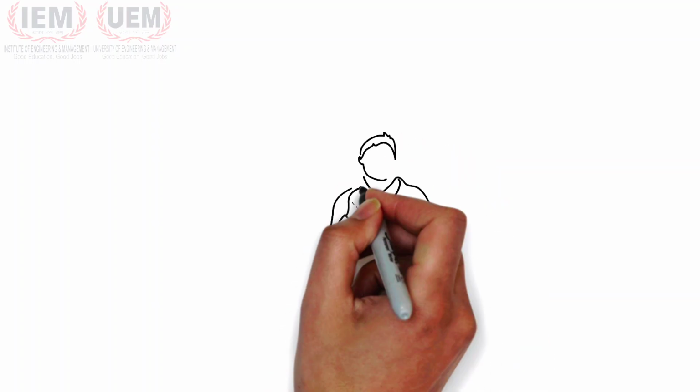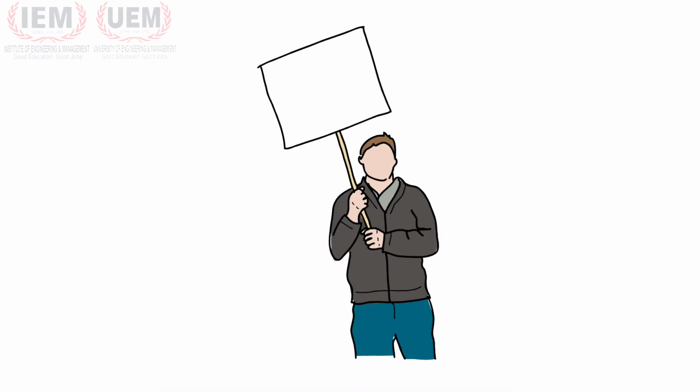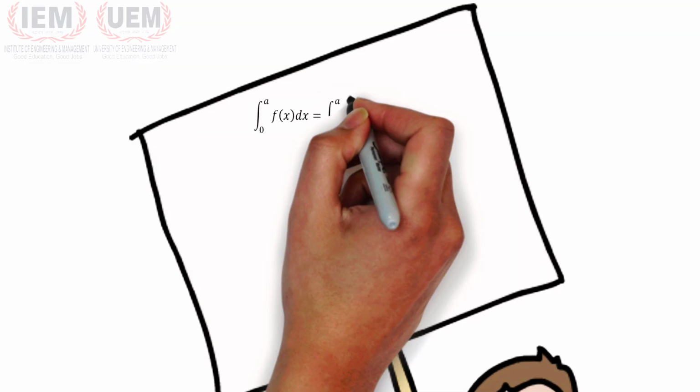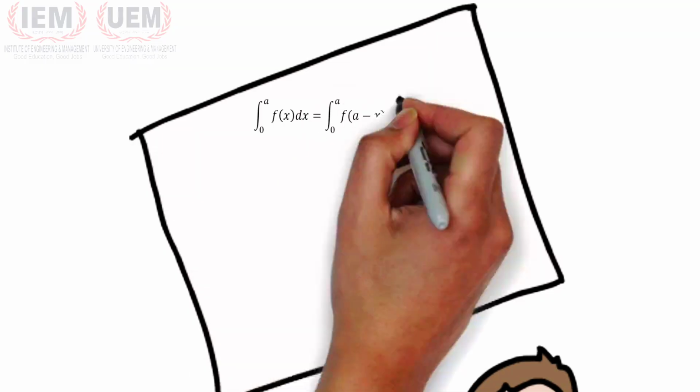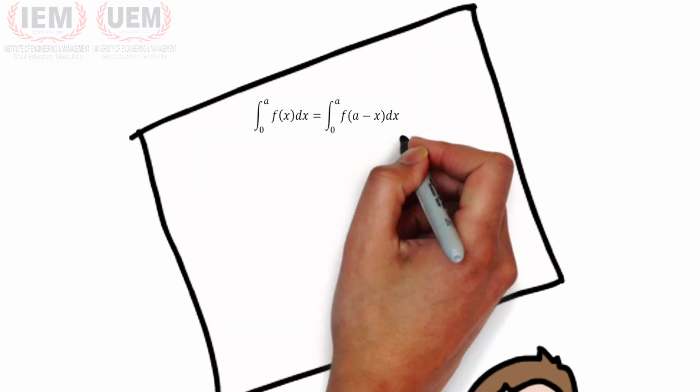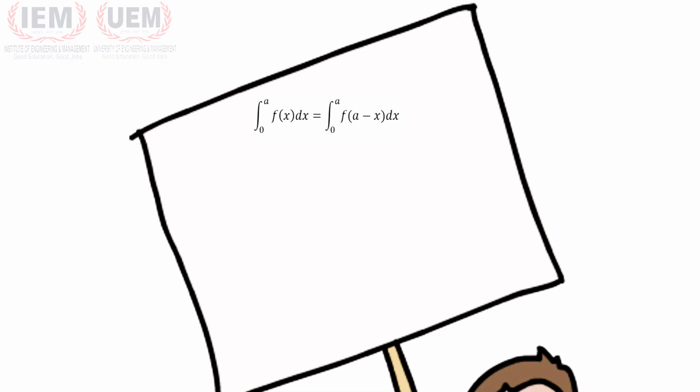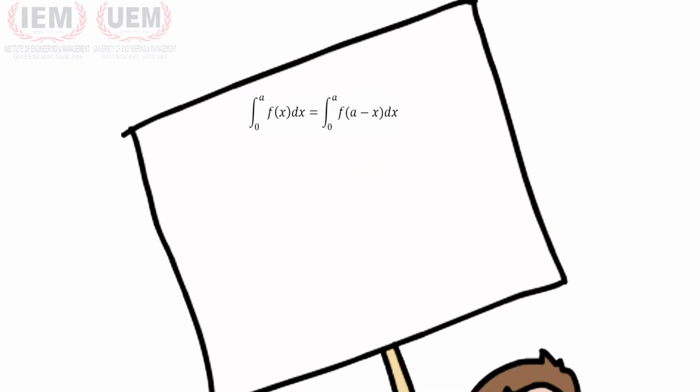Hello, viewers. In integral calculus, there are few important formulas. Today, we will discuss one of them and apply the formula to evaluate some definite integrals. The formula is the integral from 0 to a of f(x) dx is equal to the integral from 0 to a of f(a minus x) dx. To prove this formula, we will perform a change of variables.